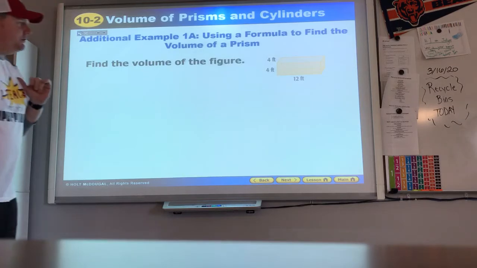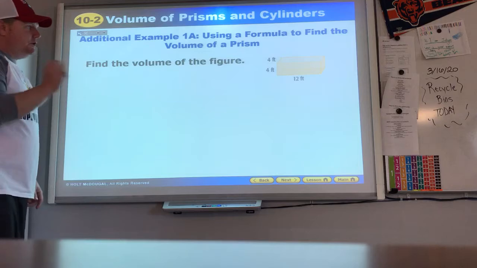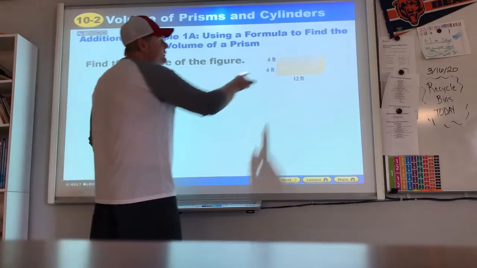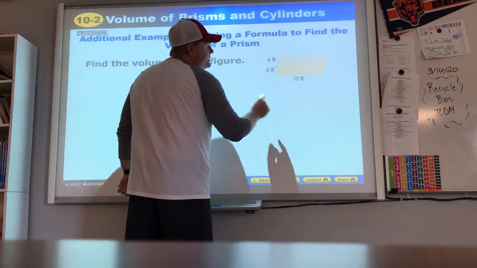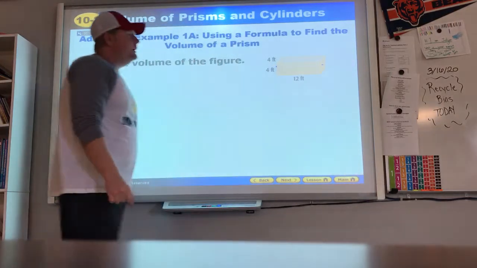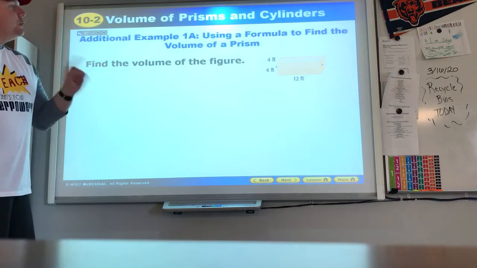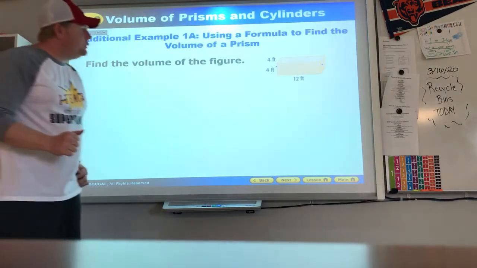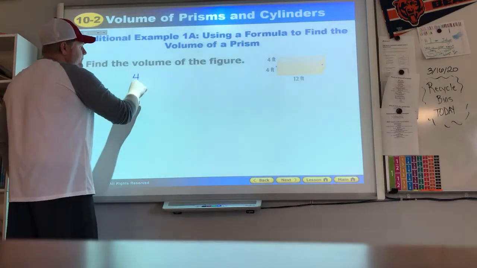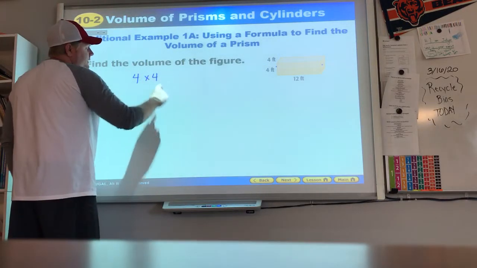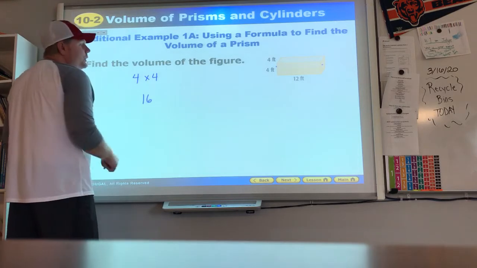Now we look at this figure right here. We want to look for the 2 items that are the same. I look here, I see 4 rectangles, but I see this end has a square, this end has a square. Those are the same. Those are the bases. So we find the area for one of these square bases. They're 4 by 4. So I take 4 times 4. That gives me the area of the base, which is 16.